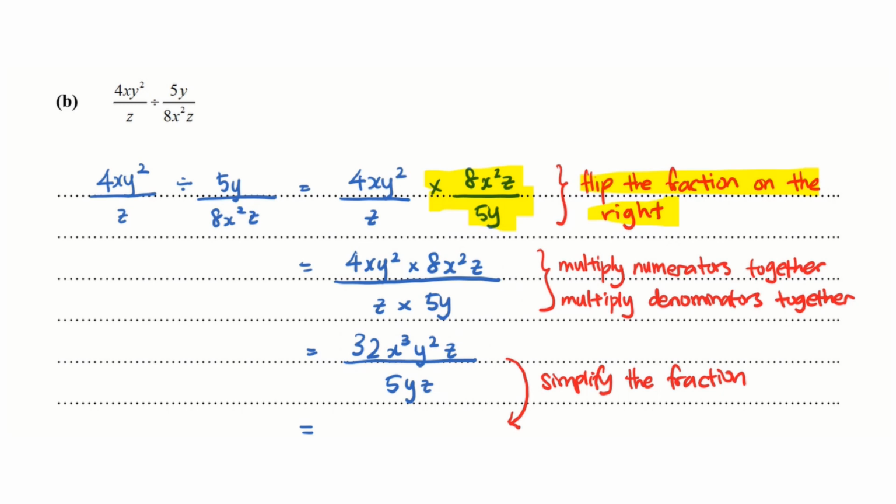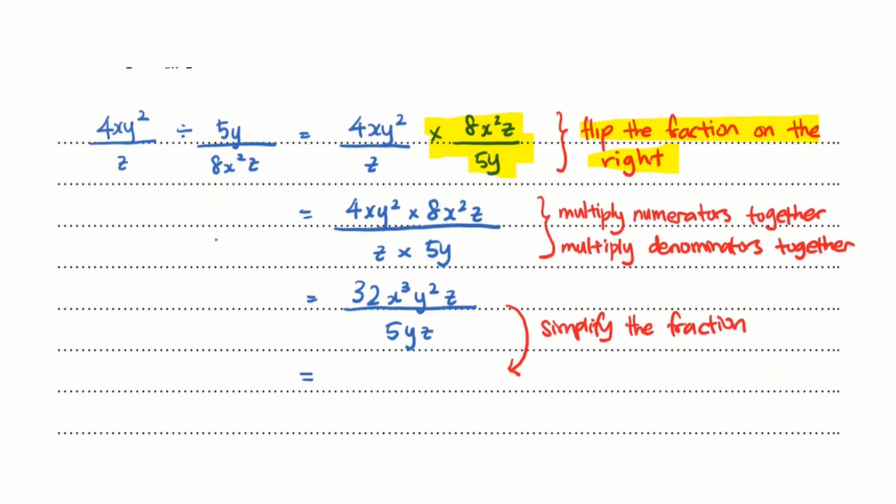From here, we will then simplify the fraction such that between 32 and 5, there are no common factors, so we leave them alone. There is no x in the denominator, so we leave the term involving x alone. Between y squared and y, we will simplify by having a single y being cancelled out, such that we are left with a single y at the numerator. Then for z, we will also cancel it, hence the answer that we are going to get is 32x cubed y over 5.